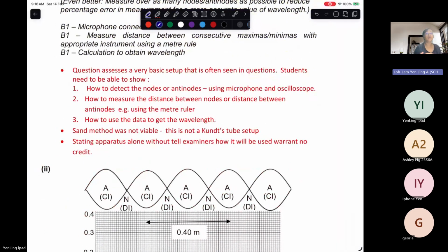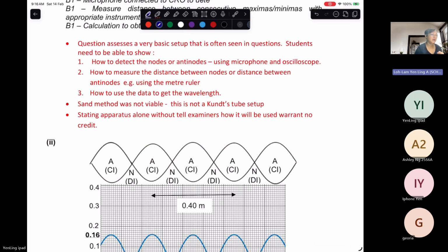If you look at the learning objectives, this is a very typical setup, and there are many 10-year series questions using this particular setup. So be a bit more sensitive whenever you see questions with a setup, and try to understand the setup rather than just apply a formula. Things that were not viable: this is not a Kundt's tube setup, so you don't pour sand in between and look for the nodes, because the sand will fly all over the place. So this is not a viable method and not what the learning objective in your syllabus wants.